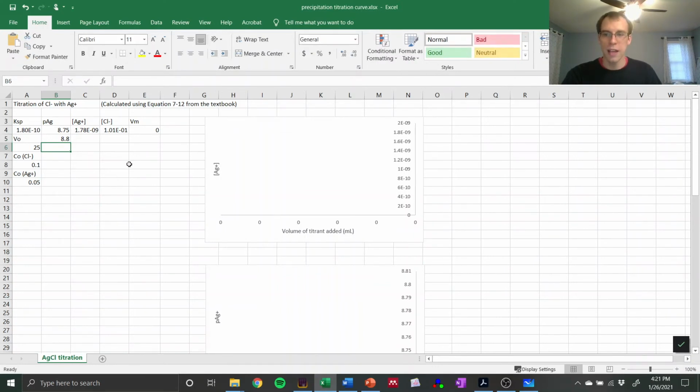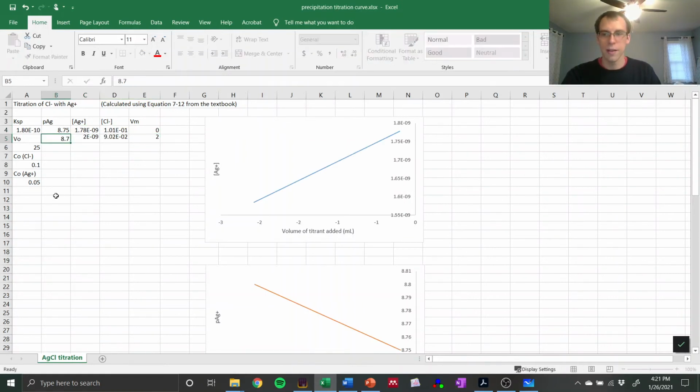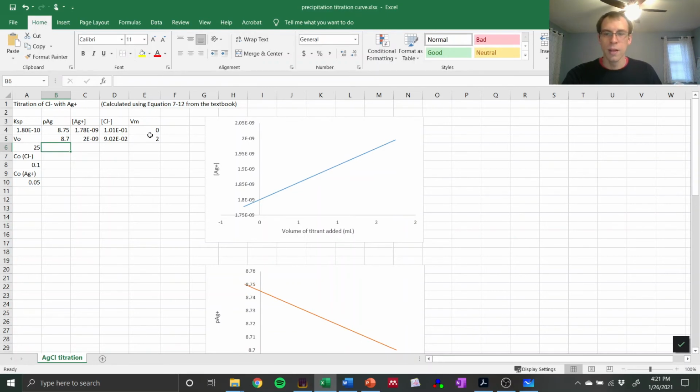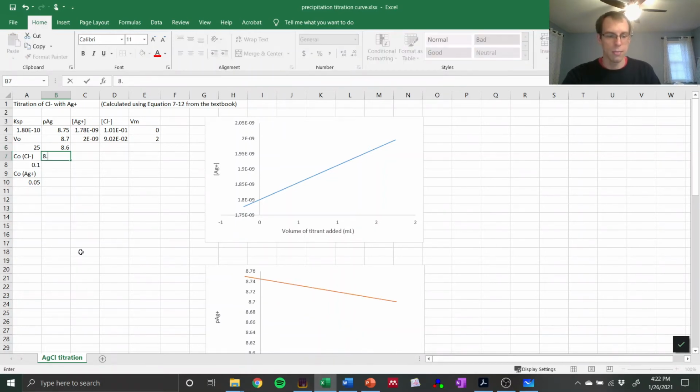A really handy feature in Excel is you can select all of these, and the formulas will copy if you drag with the bottom right corner here. Oh, went the wrong way. That needs to be 8.7. All right, and now we can see the values are increasing, and we can go 8.6, 8.5. So we can keep doing this.